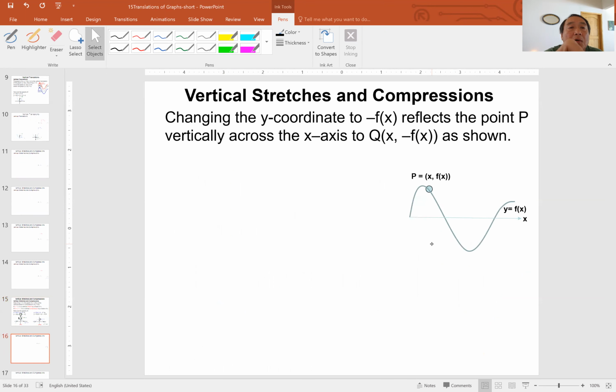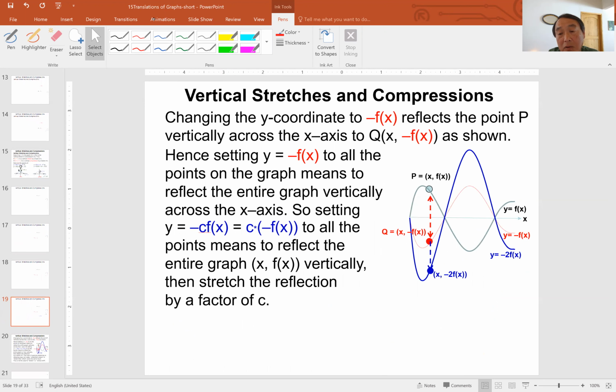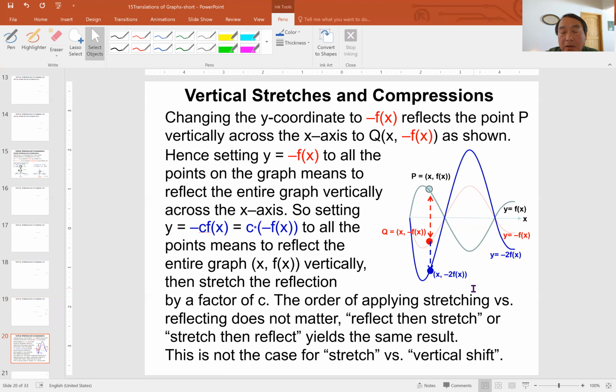And what happens when I multiply the y component by a negative number? I flip it across the x-axis. So if I do this to every point, I get the entire graph flipped over. And if I multiply by a negative constant, that's what happens, and so it's a flip and stretch.